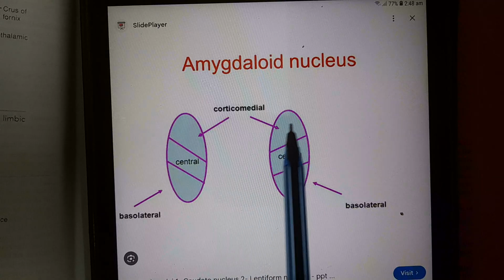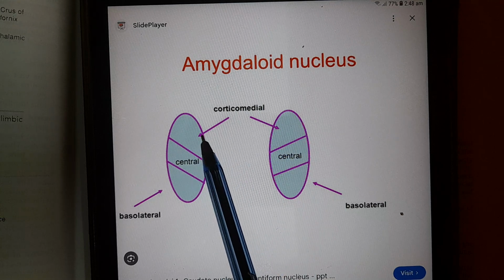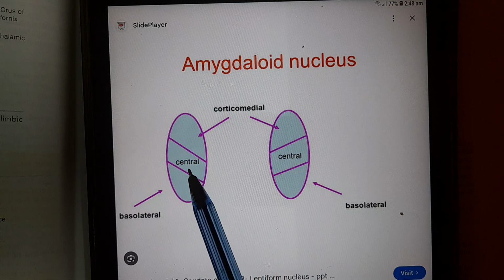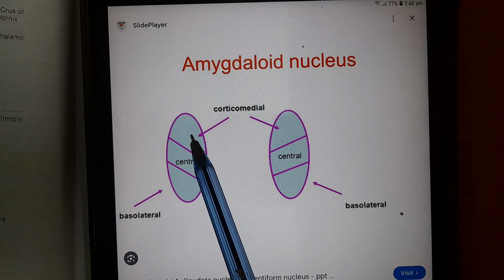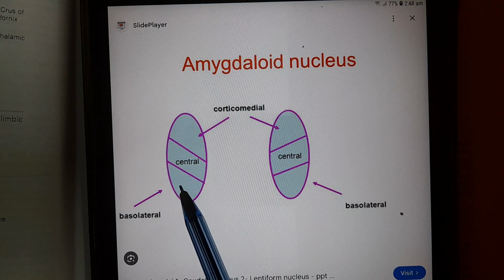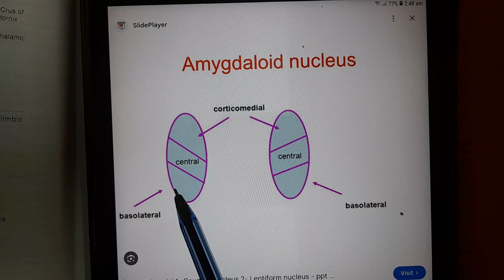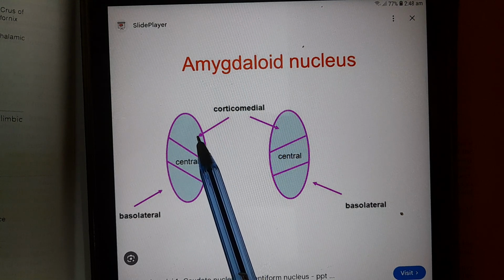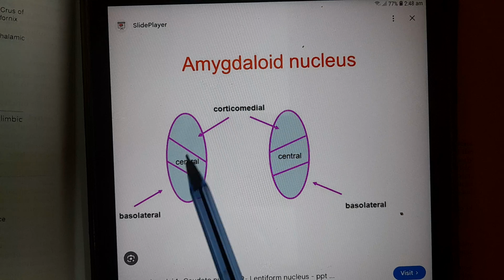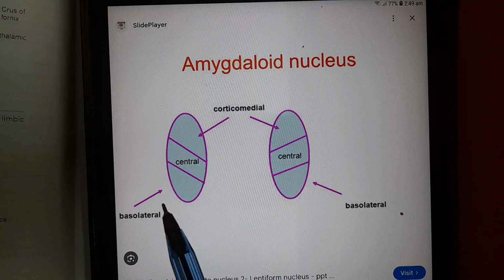Also, this is the amygdaloid nucleus, and it has a few regions. One is the central region, one is this corticomedial region, and one is this basolateral region. The basal region is laterally placed, that is why it's basolateral. The cortical portion is medially placed, that is why it's corticomedial, and then in between it has the central region.